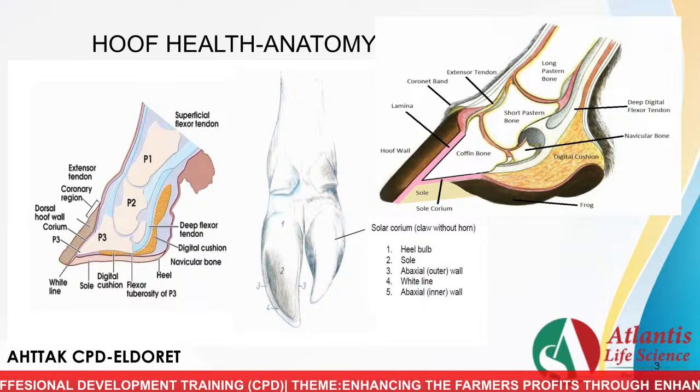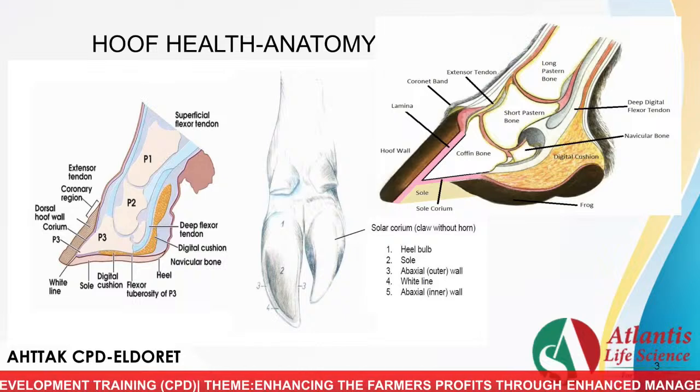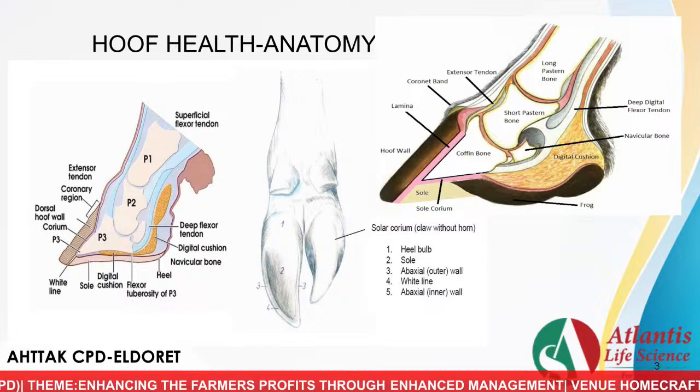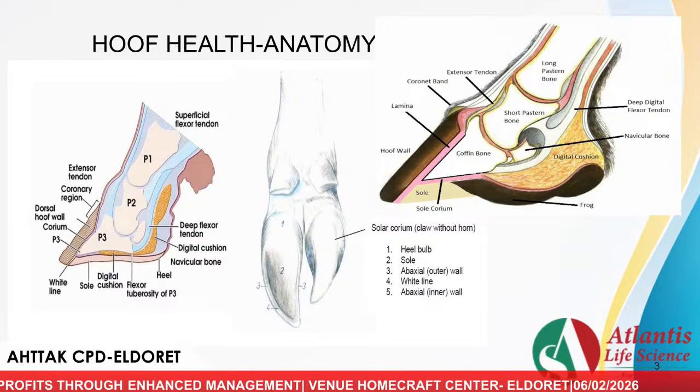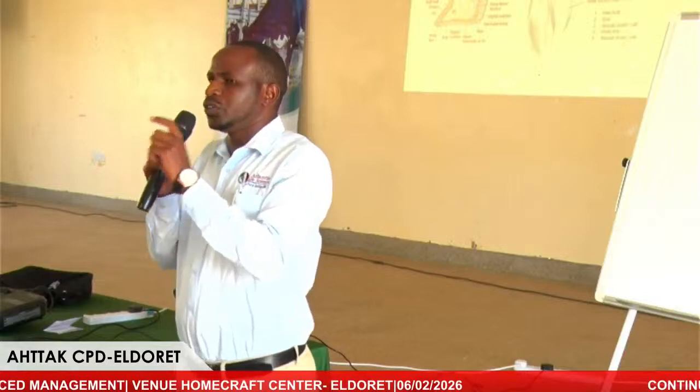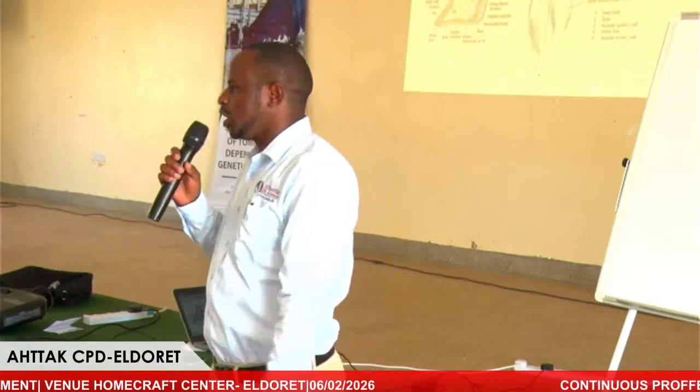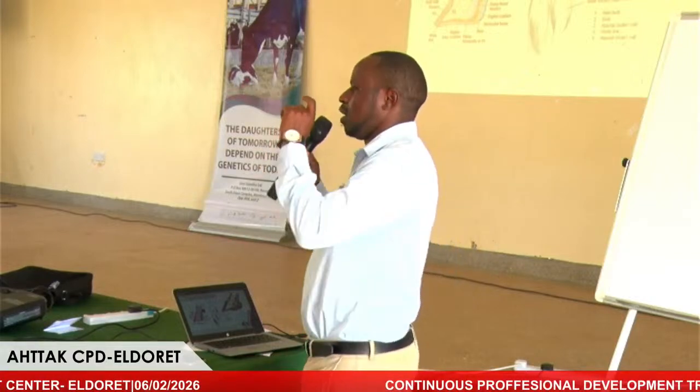So for a ruminant, we have what we call the hoof wall, and we have the medial and lateral hoof wall. And then something that you should also remember is what we call the hoof sole. Down there, the soft tissue is what we call the hoof sole.